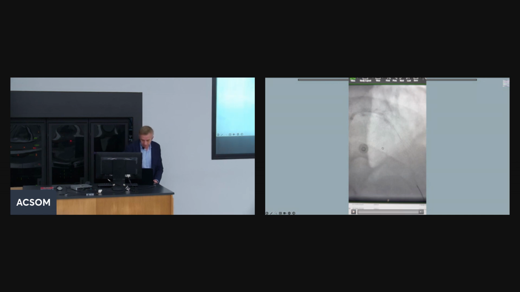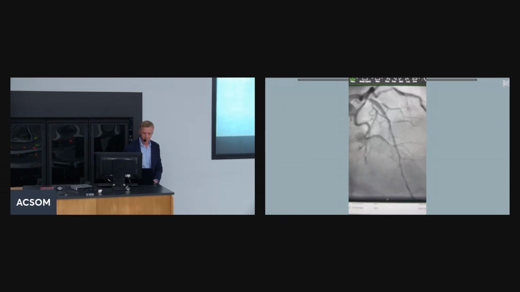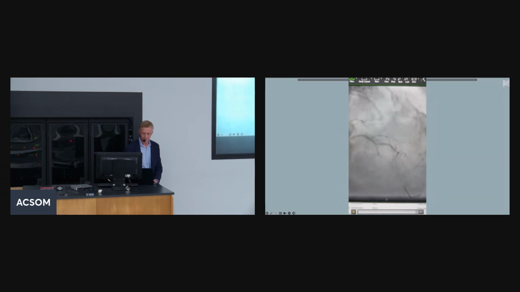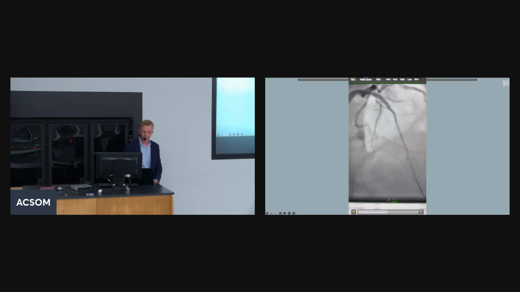And then I think you can see, you may not be able to see it well, but there is already a stent here. So here, this is where the blockage was, and there is a stent. There is still a little bit of stenosis here and here, some irregularities, but the main stenosis was fixed.